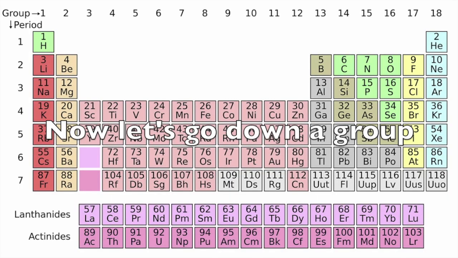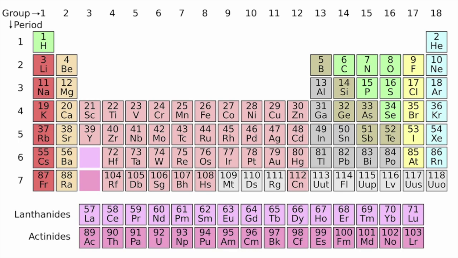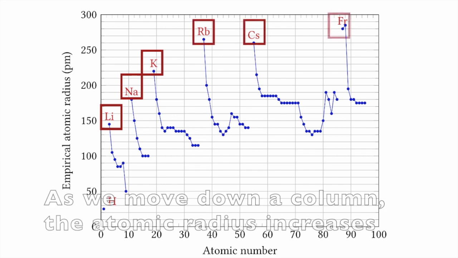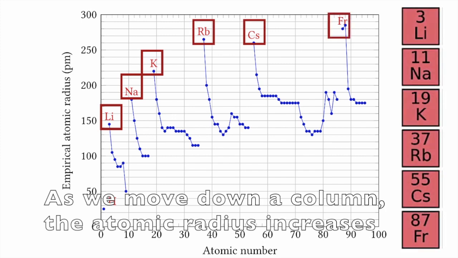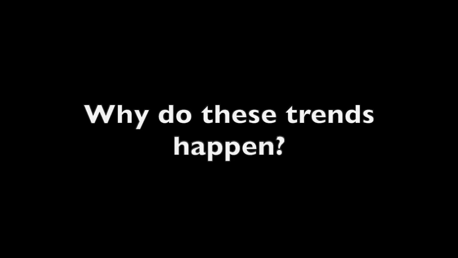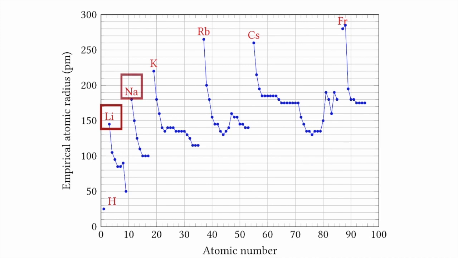Let's take a look at the pattern that happens as we go down a group. Notice that as we go from lithium to sodium to potassium to rubidium, etc., as we move down a column, the atomic radius increases. Why do these trends happen? Why are all these blips or rapid jumps in size happening every time we get to the start of a new row? Well, each time we get to a new row, we are adding another shell, another energy level.